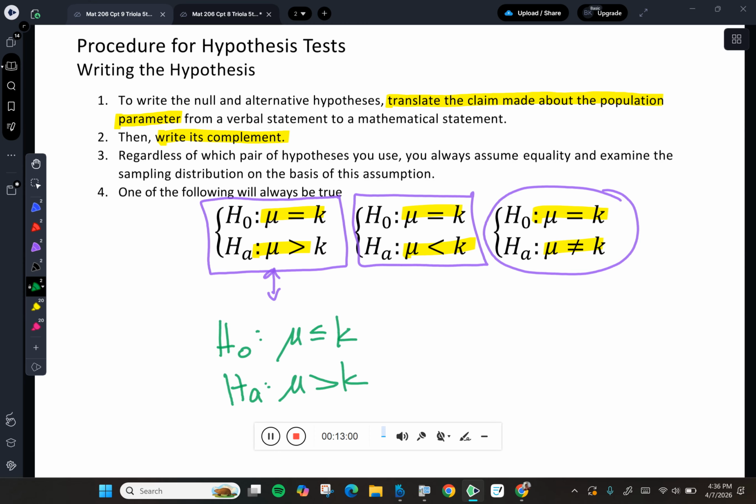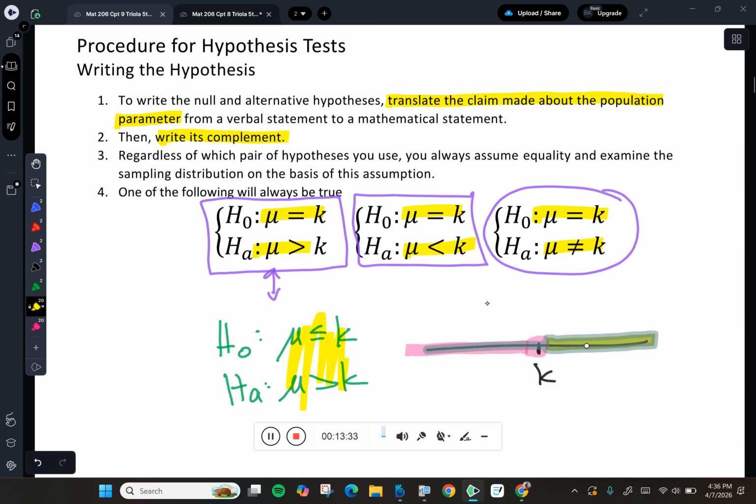Because when we write them like I just did in green down here, these two statements are truly complements. One says you're k or smaller, the other one says you're bigger than k. So if you think of a number line, if there's k, the null hypothesis includes k and everything smaller. The alternative hypothesis then just includes everything bigger. And so it would cover the entire number line, truly complements.